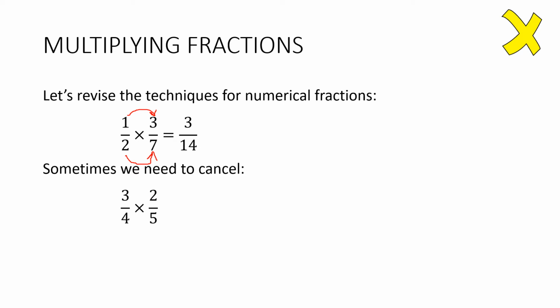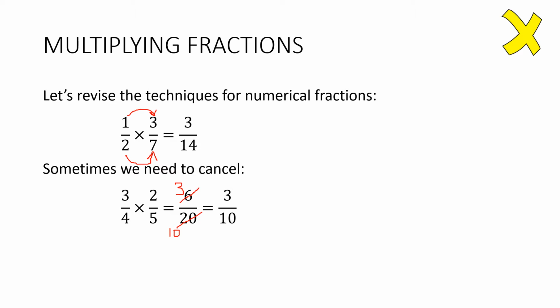Sometimes we need to cancel, like in this question. Let's do our multiplication first. 3 times 2 is 6. 4 times 5 is 20. Now you can see that top and bottom there we've got a common factor of 2, so we can cancel it out. So 2 into 6 goes 3 times, and 2 into 20 goes 10 times. And so our answer is 3/10.